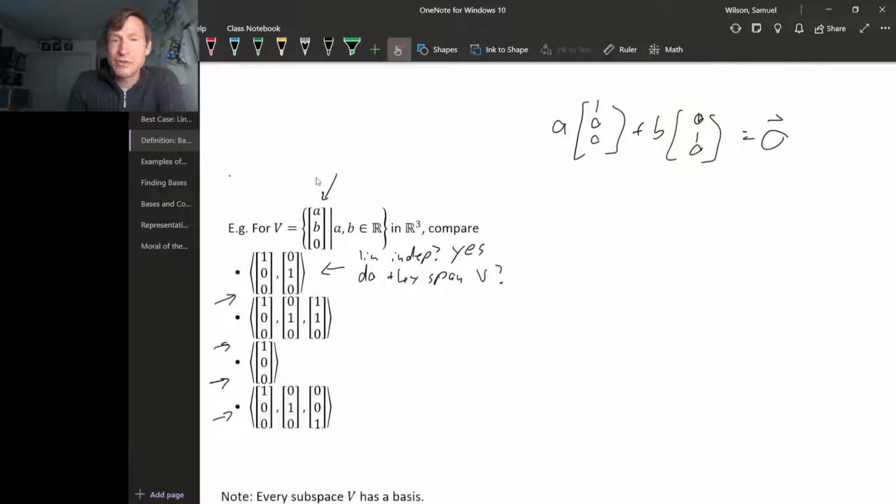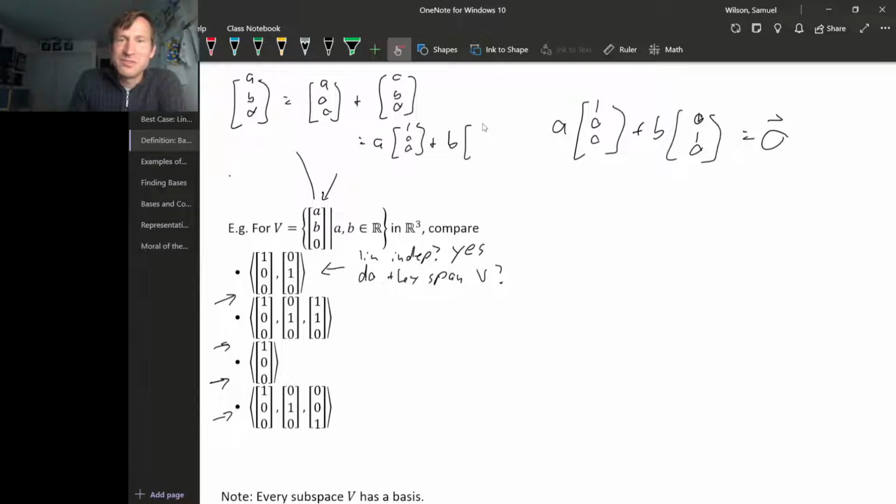If you really want to write things out, you can actually parameterize this vector space in the way that we have been doing. You can break it down as (a, 0, 0) plus (0, b, 0). So this is a times (1, 0, 0) plus b times (0, 1, 0). And so now you can see, look, any vector is spanned by these two, which are exactly the vectors in this collection. So yes, these two vectors do span V. So since they're linearly independent and they span V, that means we have a basis. These two vectors form a basis.